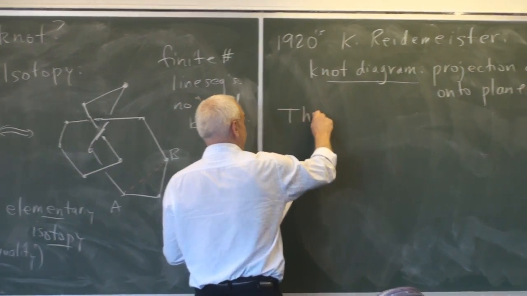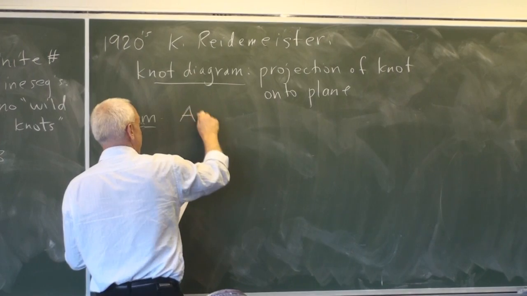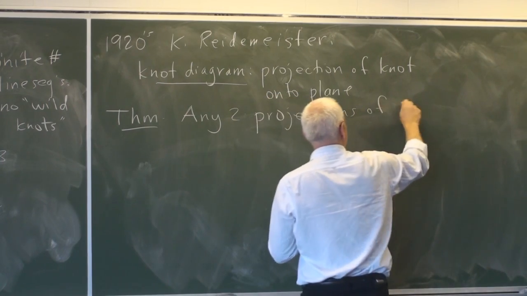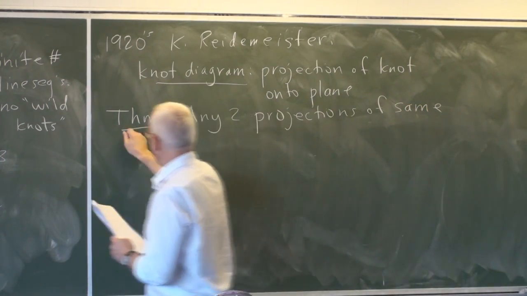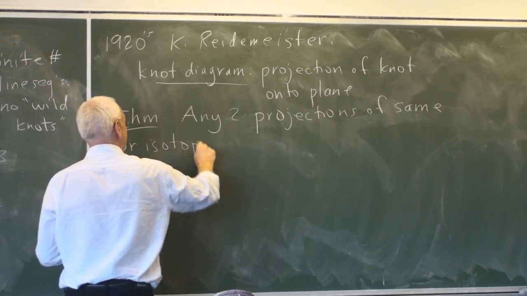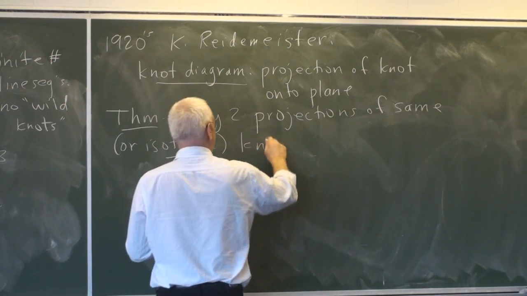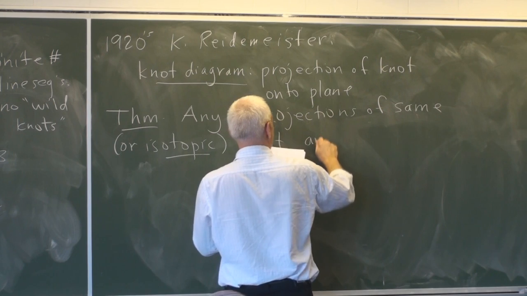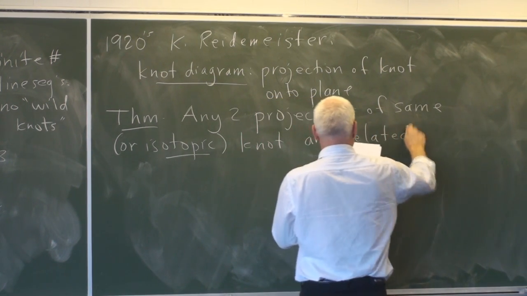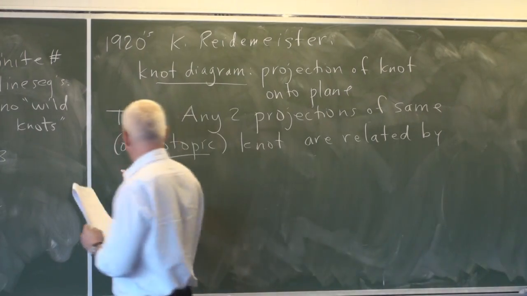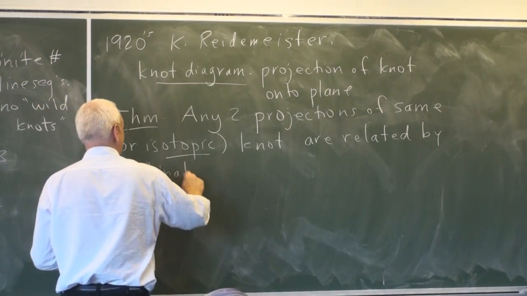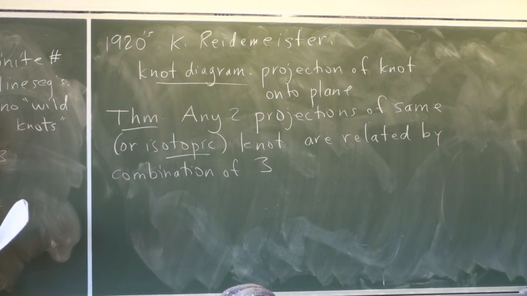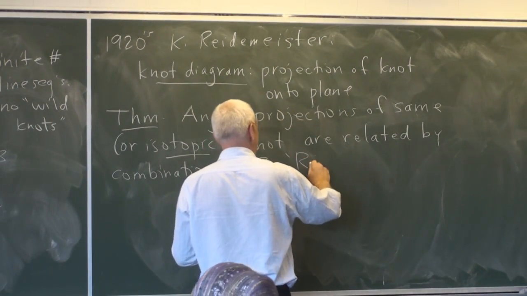And so his theorem is that any two projections of the same, or what we're calling isotopic, same or isotopic knot, are related by a combination of three relatively simple transformations of the planar diagram, which have since been called Reidemeister moves.